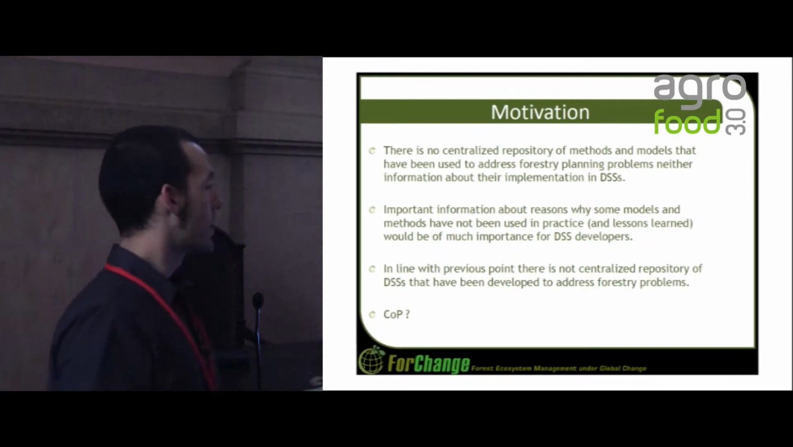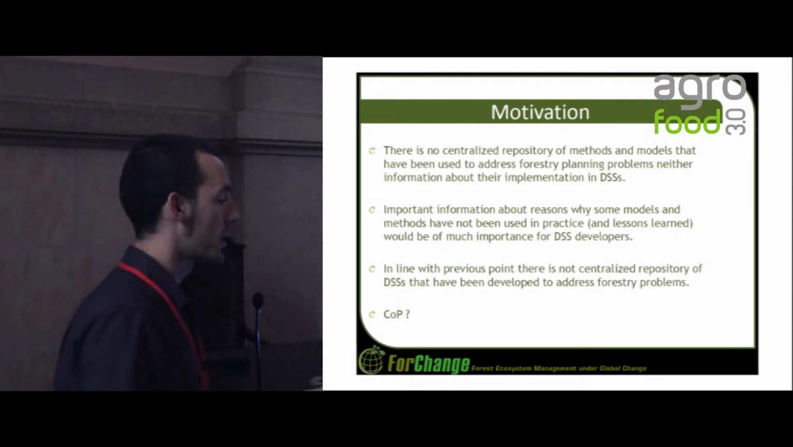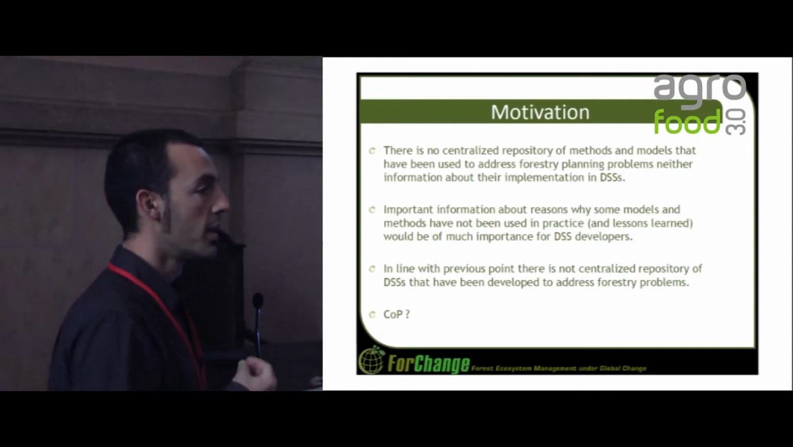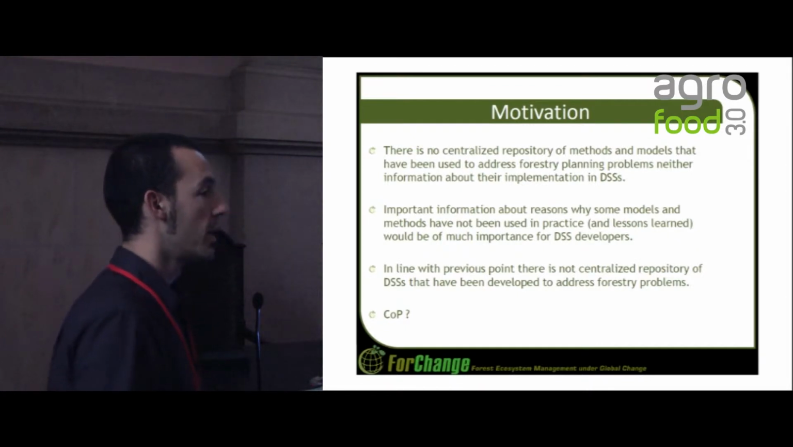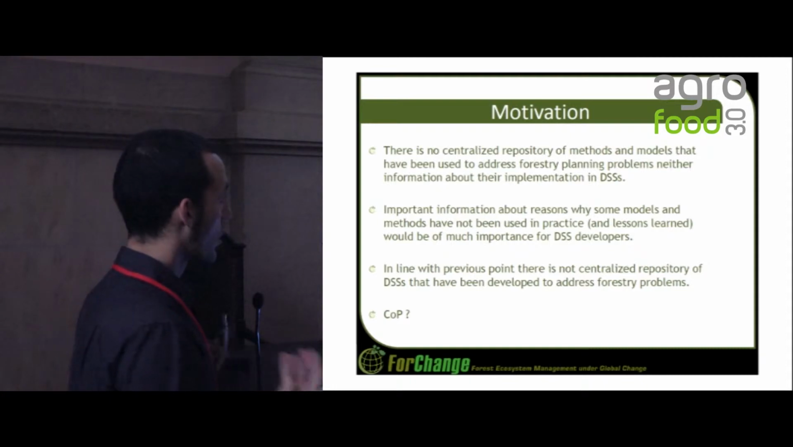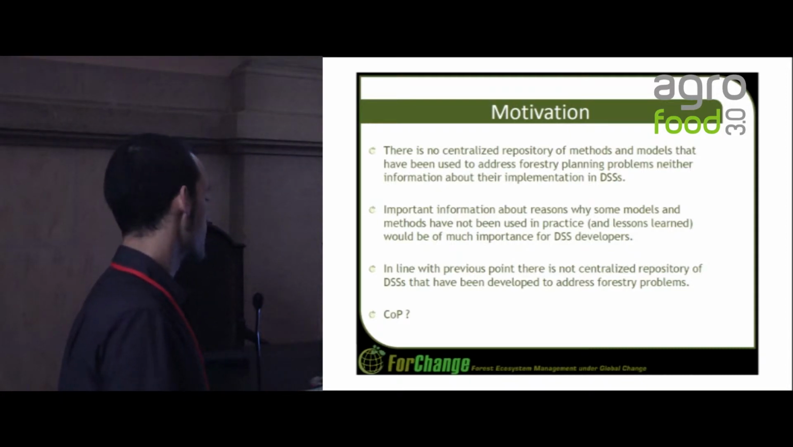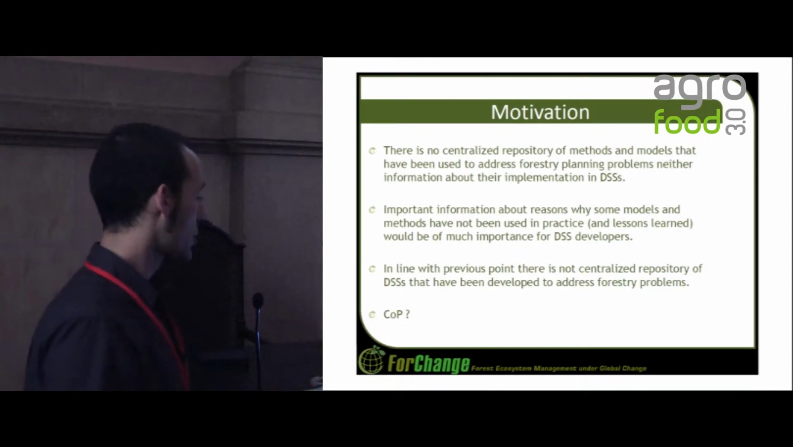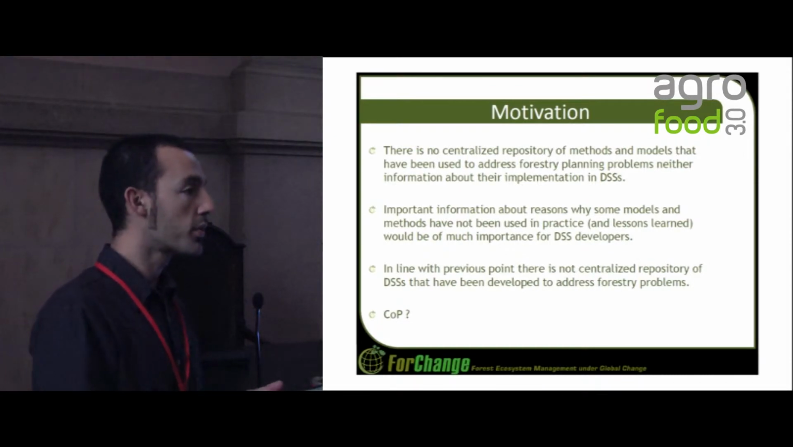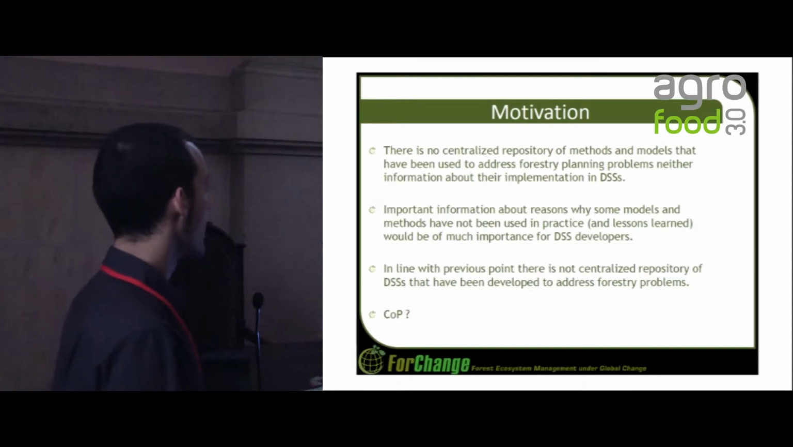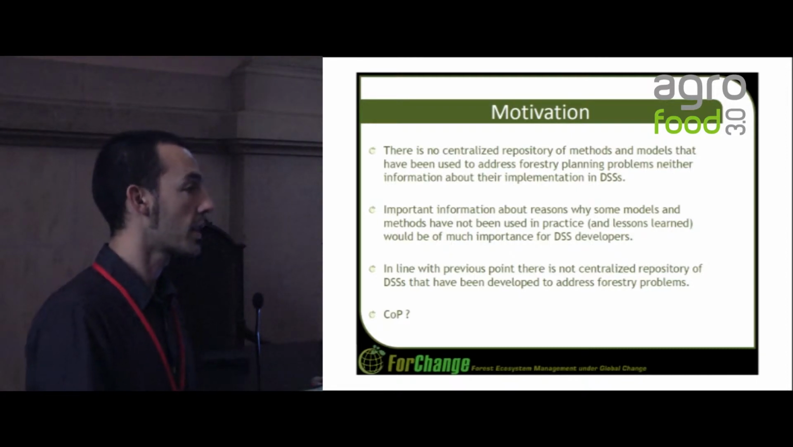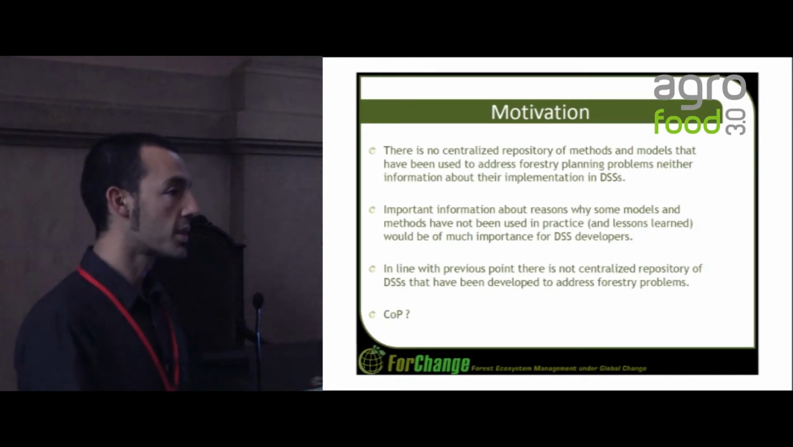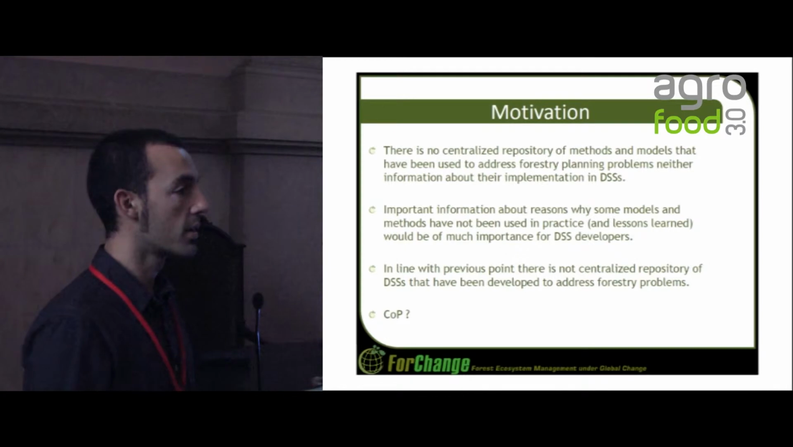So basically, the motivation of this work was that there is no centralized repository of methods and models used to address forest planning problems. There is a lot of literature out there, but there is not a centralized repository. And then there is no information of which models have been implemented in decision support systems. Also, we are interested in knowing if the methods developed in research have been introduced in decision support systems, and also if they have been used in practice.